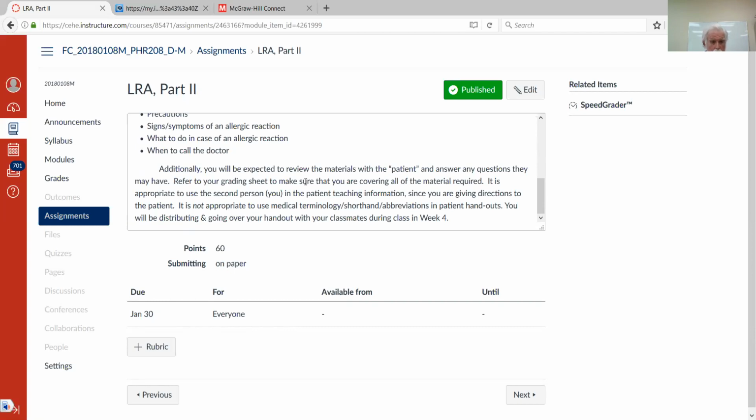Okay. So what do you do in the case of an allergic reaction? What do you think is the first thing you do when you think that you're being allergic to your drug? Yeah, stop taking it right away. Because allergic reactions never get better, they only get worse.